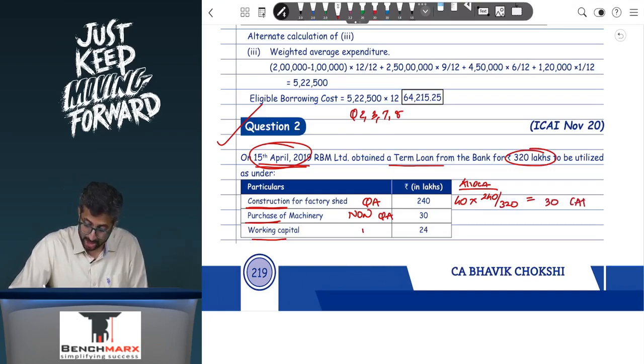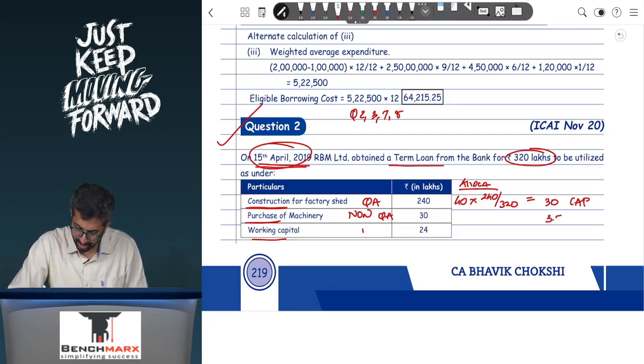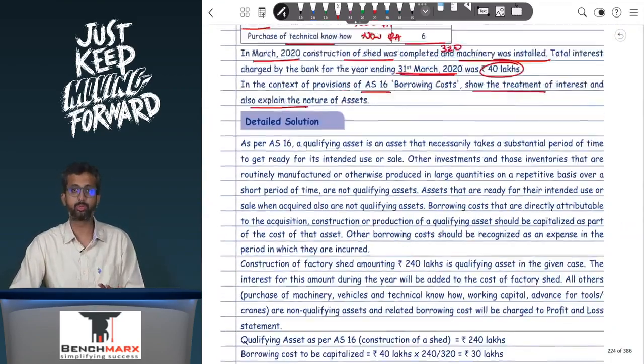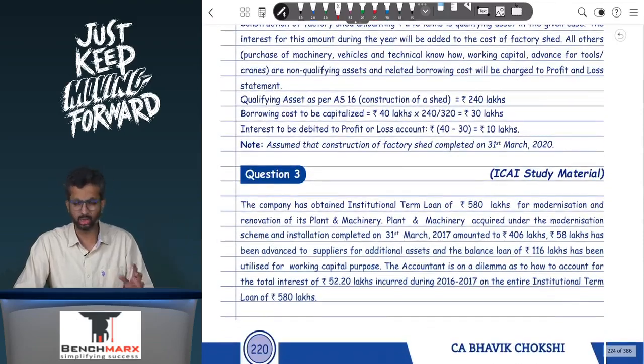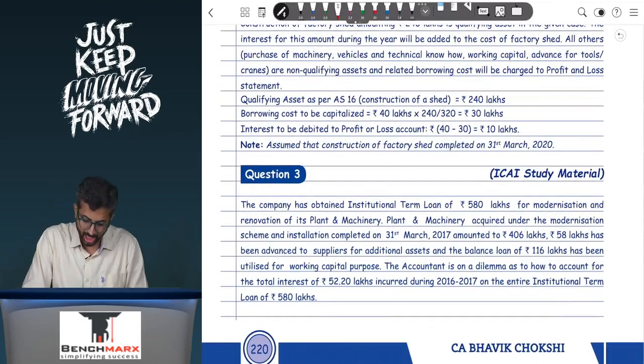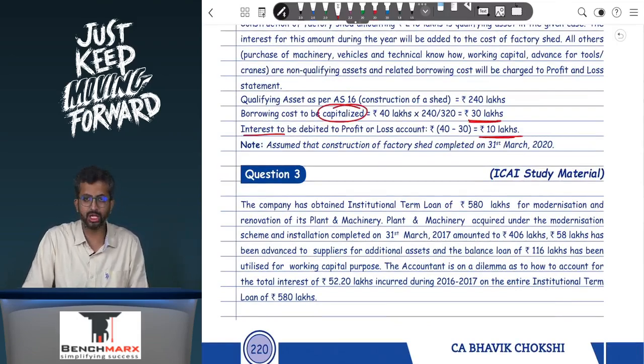And what will I do with this? Sir, capitalize. Now for everything else I can sit and calculate if I want to. This is maybe 3.75, but this will be expense to P&L. Similarly 24, so let's say this is maybe 3. What will happen? Well, expense to P&L. Basically everything else will be expense to the profit and loss account. So if I take out of the total 40, 30 as I can see will be capitalized, and the remaining interest of 10 will be taken to the P&L account.